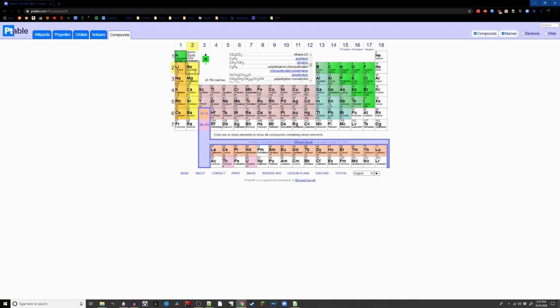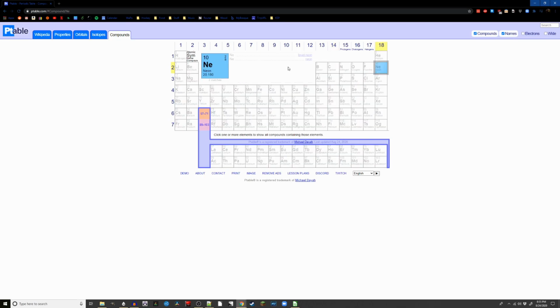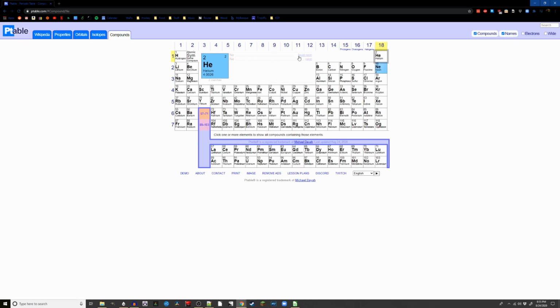Others, like beryllium, only have 19 compounds. And you'll notice there's a few on this side of the table that have pretty much no compounds at all. 2 for helium, 2 for neon. It's not very reactive. It doesn't form very much.